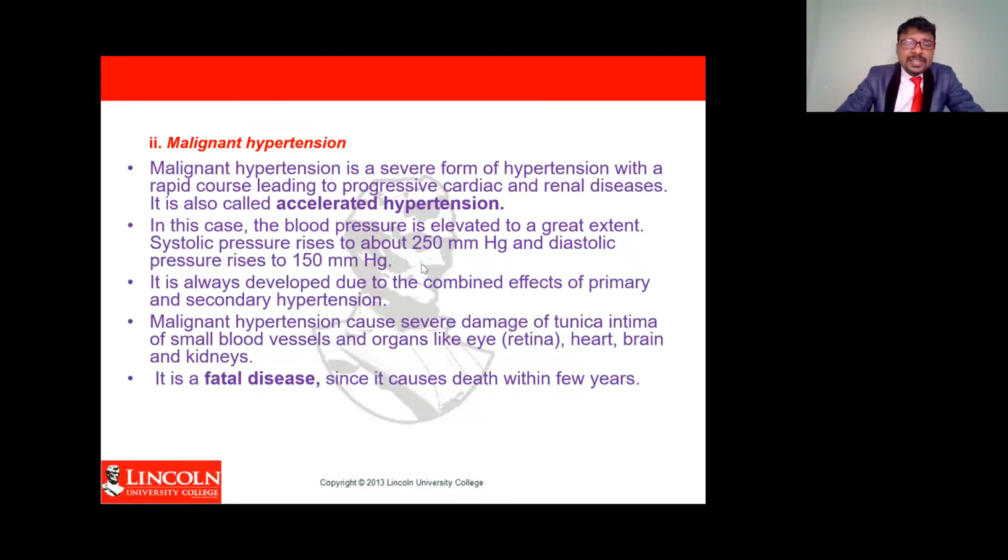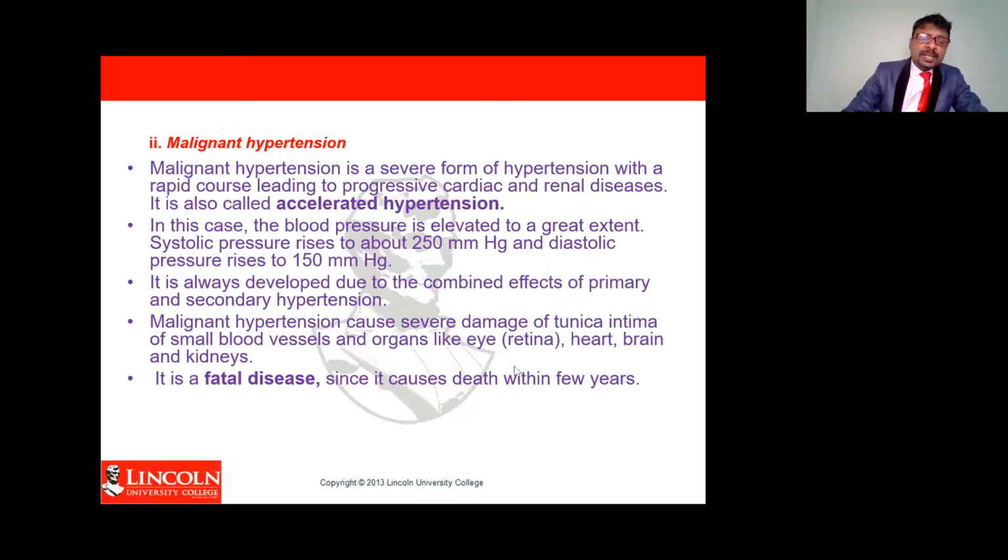So this is a very dangerous condition. It always develops due to the combined effect of primary and secondary hypertension, so causative factors as well as unknown causative factors, because of any infection or any damage of the blood vessels, any narrowing of the blood vessel, any atherosclerosis, blood vessel thickening, and also blood vessel closing. So these are also causative factors. Sometimes there is no proper causative factor. So combined together, it may give malignant hypertension.